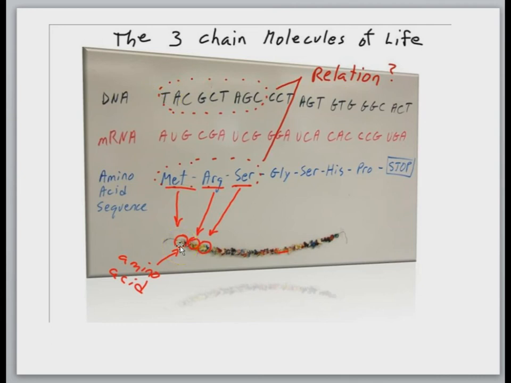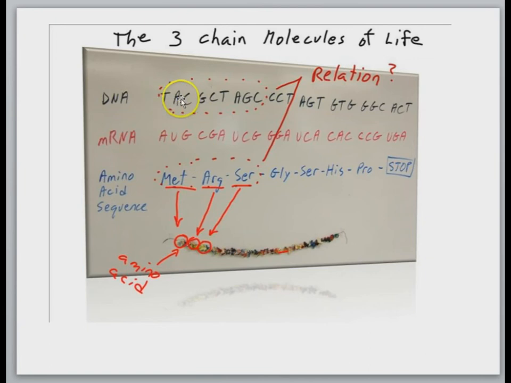But of course, a little thought leads you to the conclusion that can't be, because there's only 4 different kinds of letters. There are T's, there are A's, there are C's, there are G's. But there are 20 different kinds of amino acids. So you wouldn't have enough words in your DNA language to specify all the 20 amino acids. So it can't be that a single DNA letter specifies the position of the amino acid.